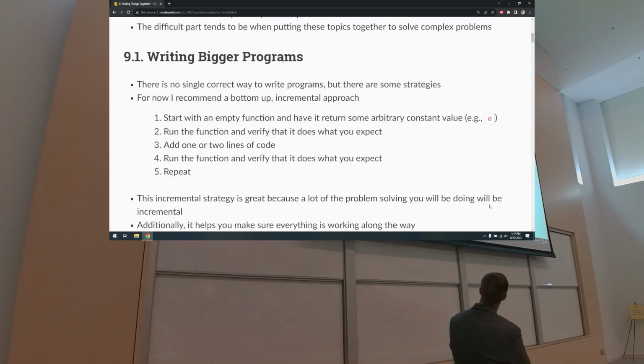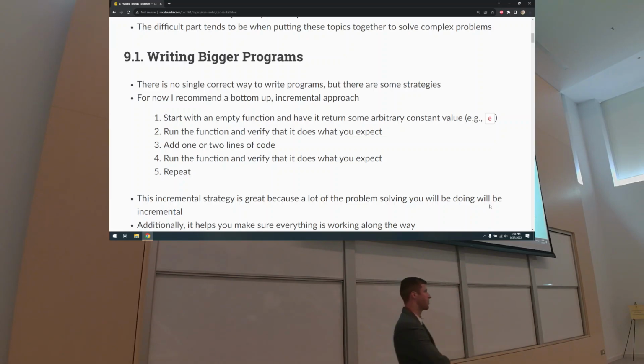Okay, run the function and verify it does what you expect. Add 1 or 2 lines of code to the function that you know is probably going to need. Hit run, make sure it gives you what you expect. Repeat this process over and over until you've got your working function. And then you do it for another function. And then those 2 functions work together to solve a bigger problem. You just repeat this process for your whole program. Nice and easy, nice and slow, very iterative.